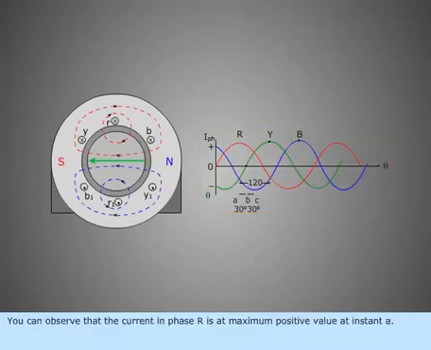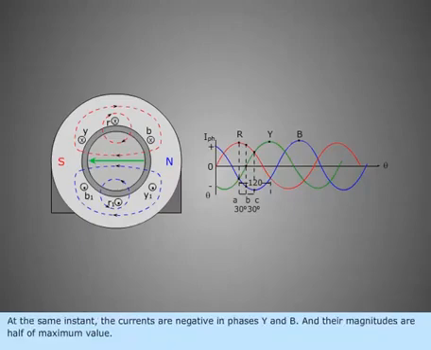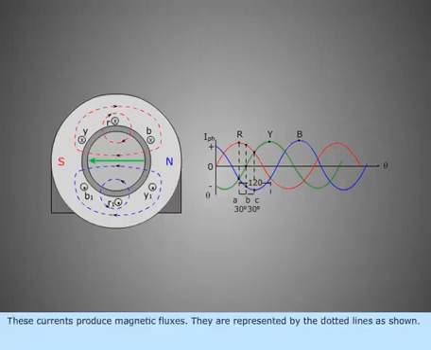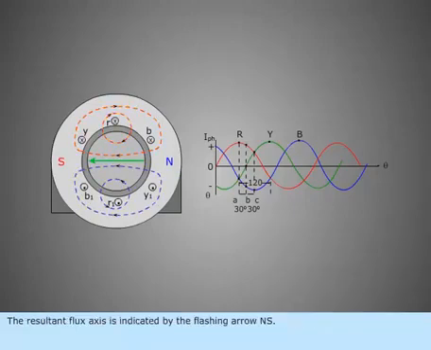You can observe that the current in phase R is at maximum positive value at instant A. At the same instant, the currents are negative in phases Y and B, and their magnitudes are half of the maximum value. These currents produce magnetic fluxes. They are represented by the dotted lines as shown. The resultant flux axis is indicated by the flashing arrow NS.